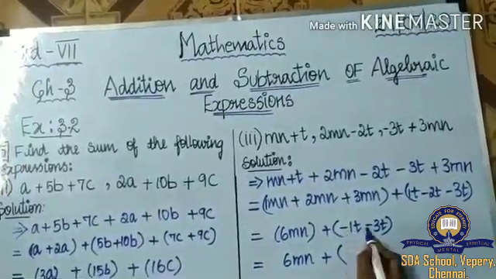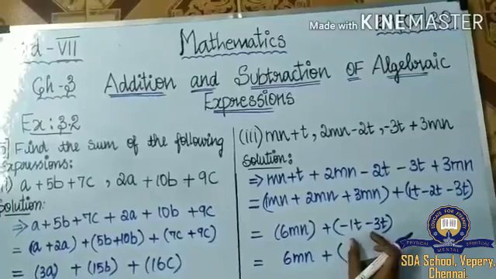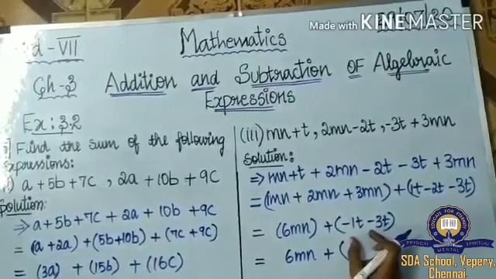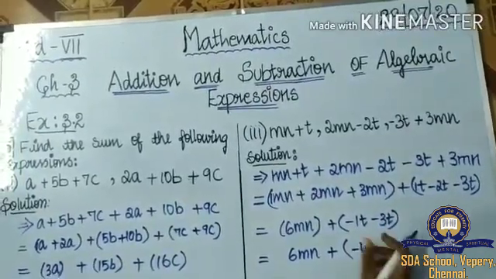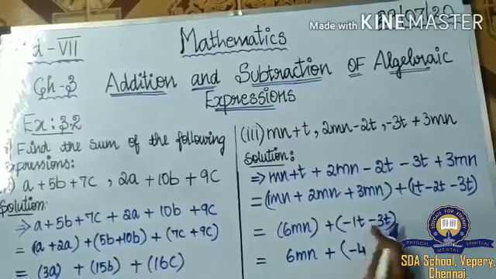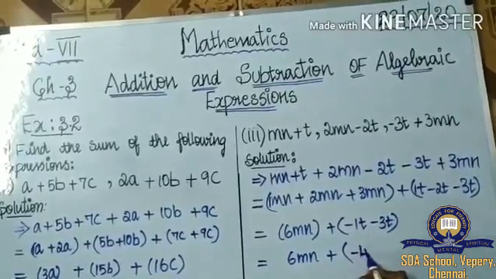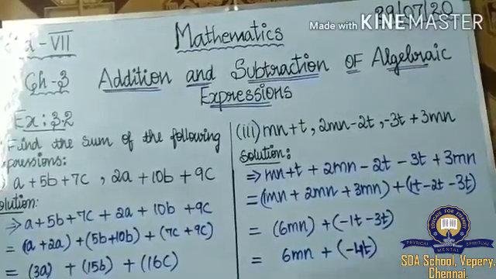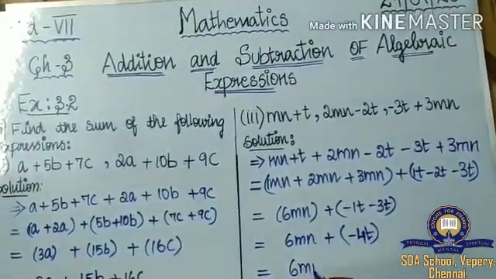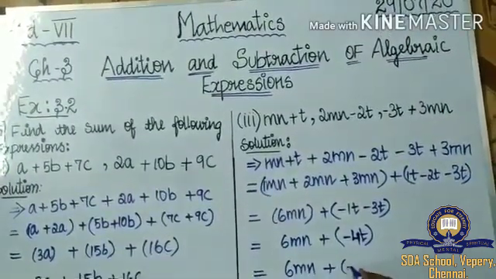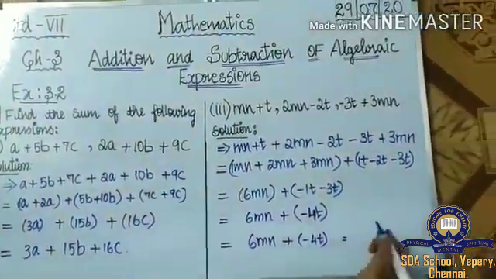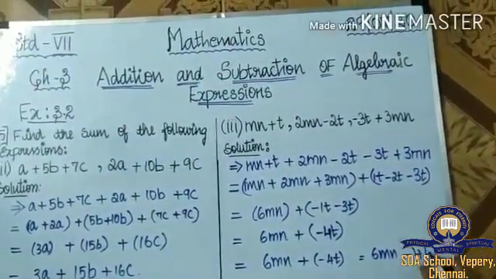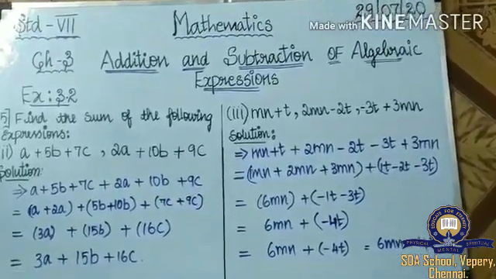Plus, see here we have a same sign. So add and put the greater number sign. We already told in chapter 1 addition of integers, right? Okay. So add and put the same greater number sign. So I add it. It comes 4. Greater number sign is minus. So minus 4t. Okay students. Now we write without bracket at last. 6mn minus 4t. Okay students.